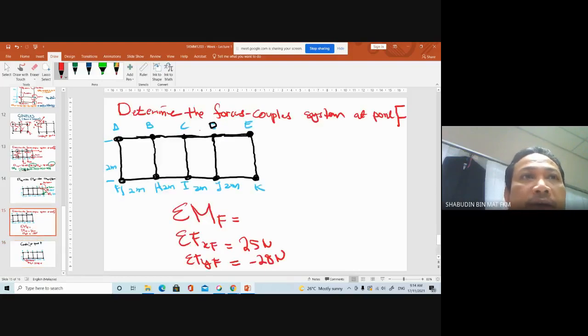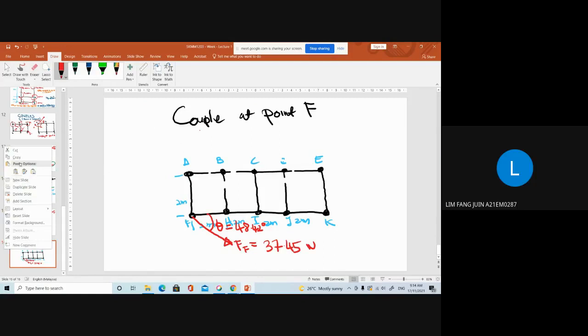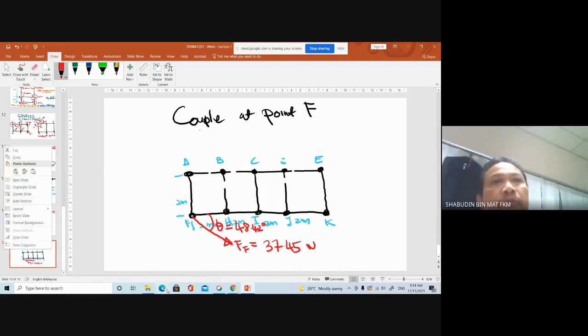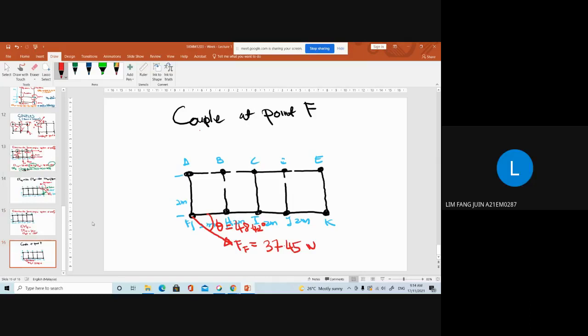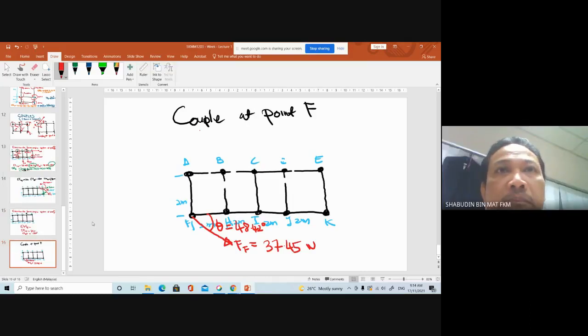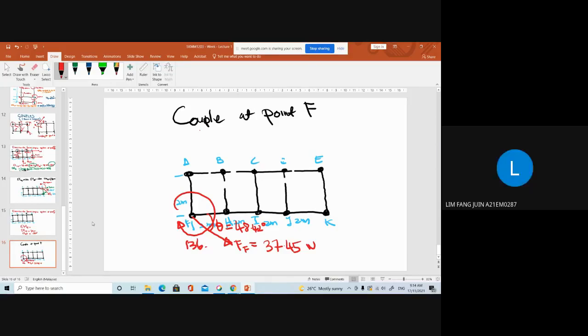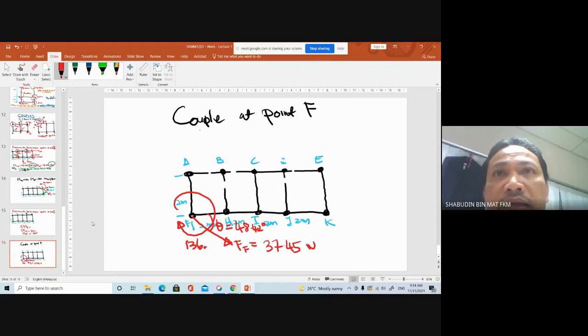Tell me what is MF then? 136 Newton meter. Is it positive or negative? Positive, so now it's giving you a positive. Moment 136, exact value, no decimal point. I should erase it and write it properly, otherwise students will complain in the UTM confession.